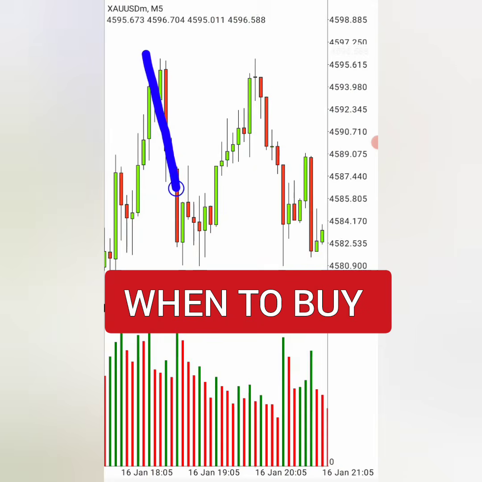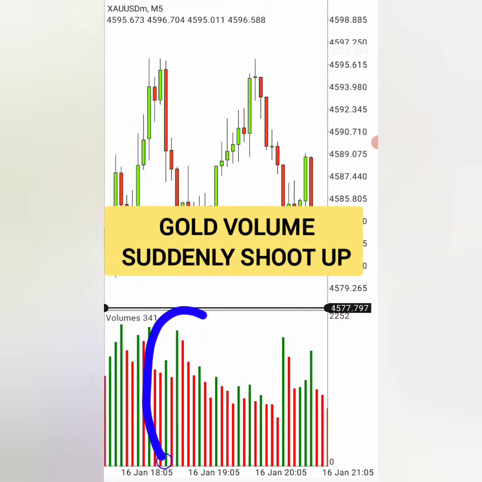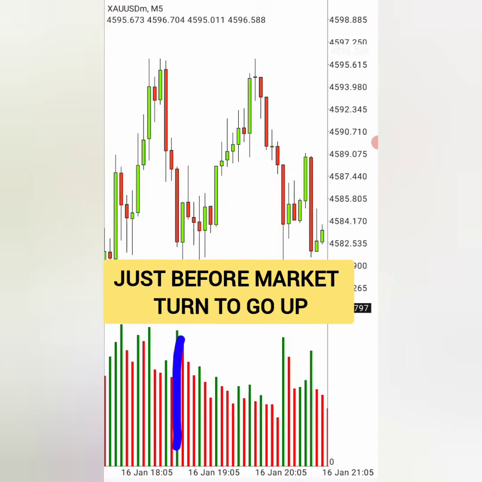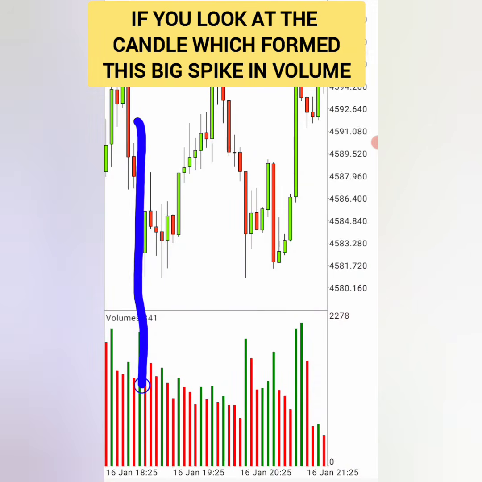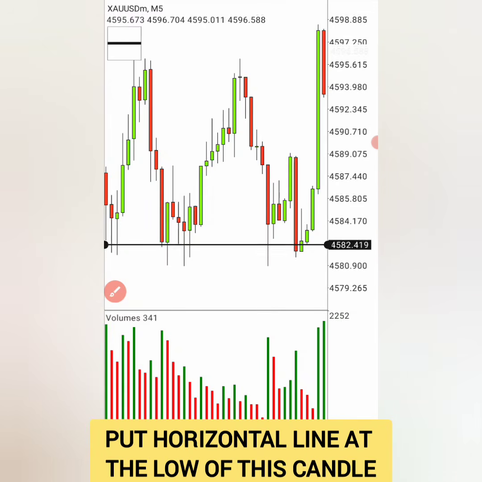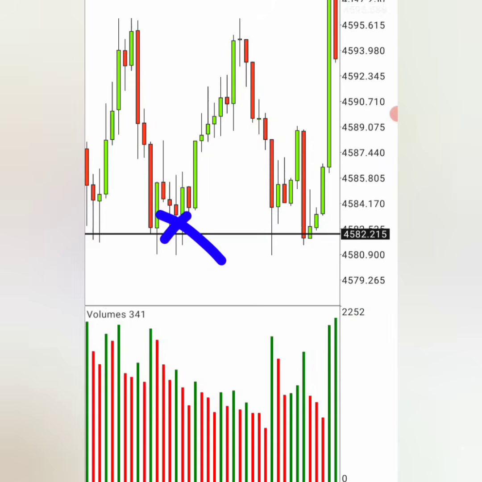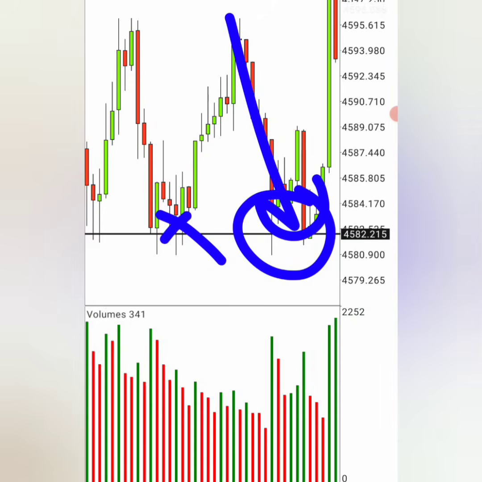So to know when exactly to buy, look right here, you can see where gold is going down. And if you look at this gold volume, you can see right here where it suddenly shoots up just before it tends to go up. And if you look at the candle which formed this big spike in volume, what you need to do is put a horizontal line exactly at the low of this candle, because this will be a support that you can use going forward to buy and also take profit if you're in a sell trade.